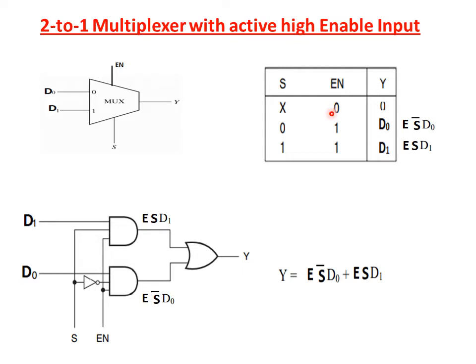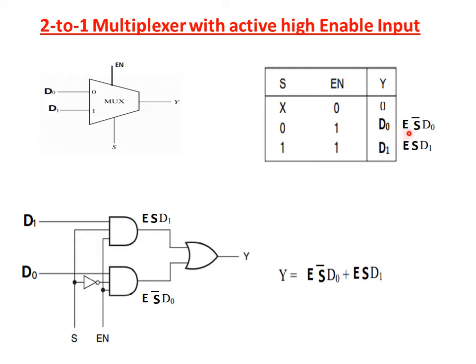When the enable input is low, the multiplexer is deactivated. So in the normal operation mode, the enable input should be 1. So whenever the enable input is 1, the multiplexer is activated. So now S is equal to 0. The D0 input is directed to the output side.